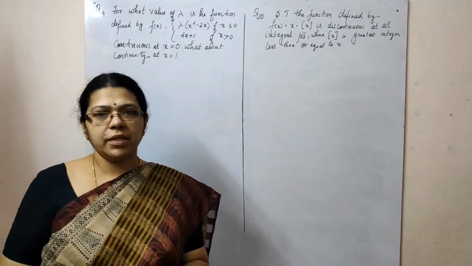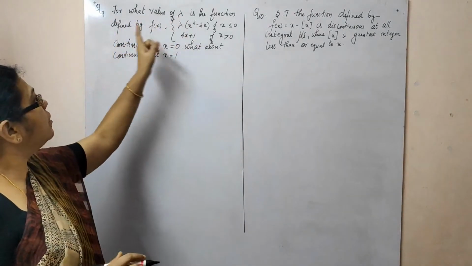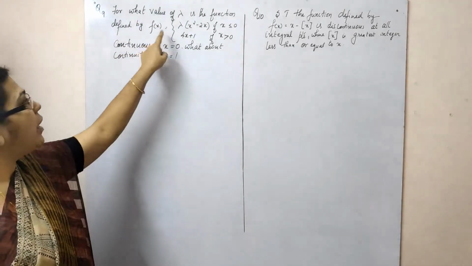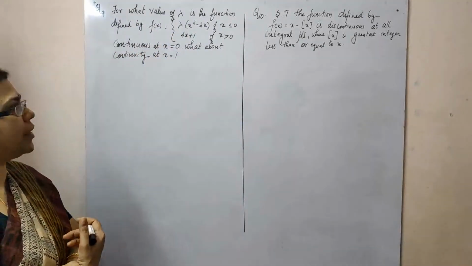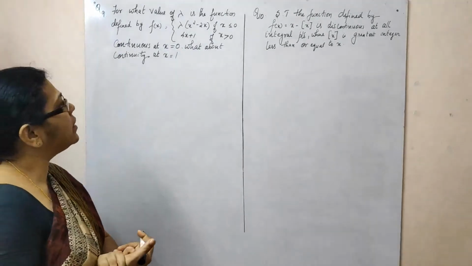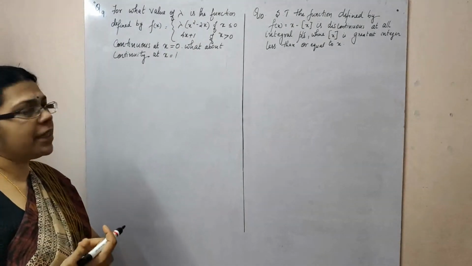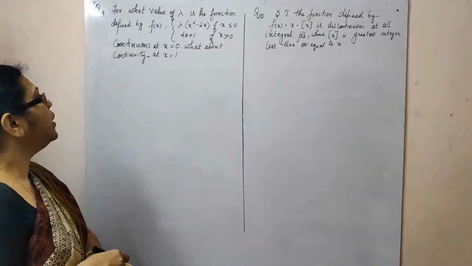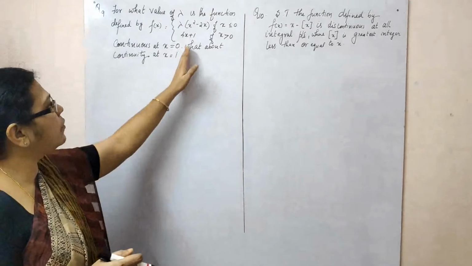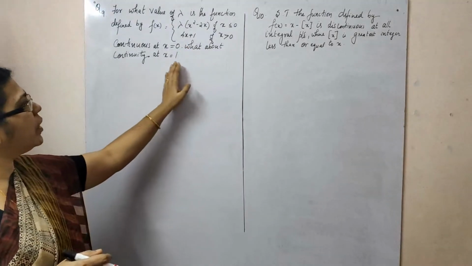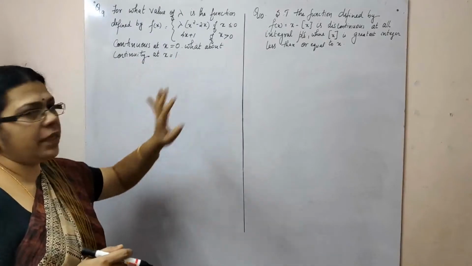Now, let's come to the next question. For what value of lambda is the function defined by f of x is equal to lambda x square minus 2x if x is less than or equal to 0, and 4x plus 1 if x is greater than 0, continuous at x is equal to 0? So that is the first part of the question. What about the continuity at x is equal to 1? We shall discuss the second part later.